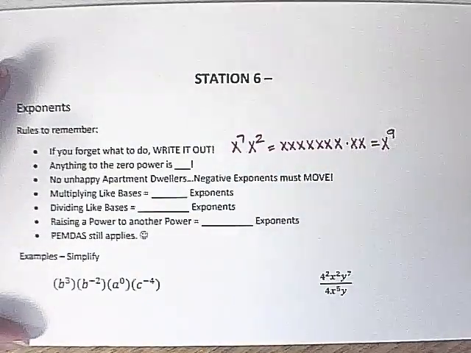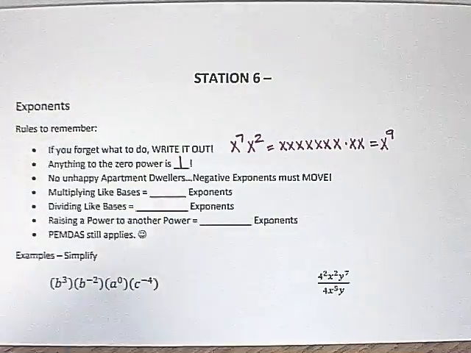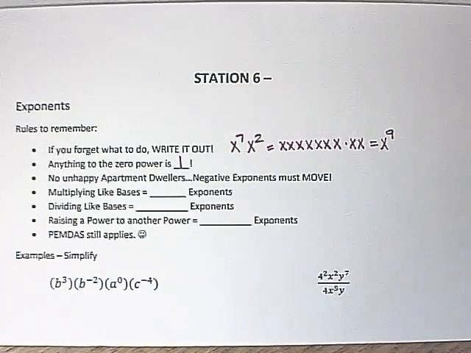Okay, the next thing is remember that anything to the 0 power is 1. Next, we talked about negative exponents. We said no unhappy apartment dwellers. If you don't like living on the top and that makes you negative, move to the bottom and get positive. If you don't like living on the first floor, move to the second floor and become happy. Move the exponents if they're negative.